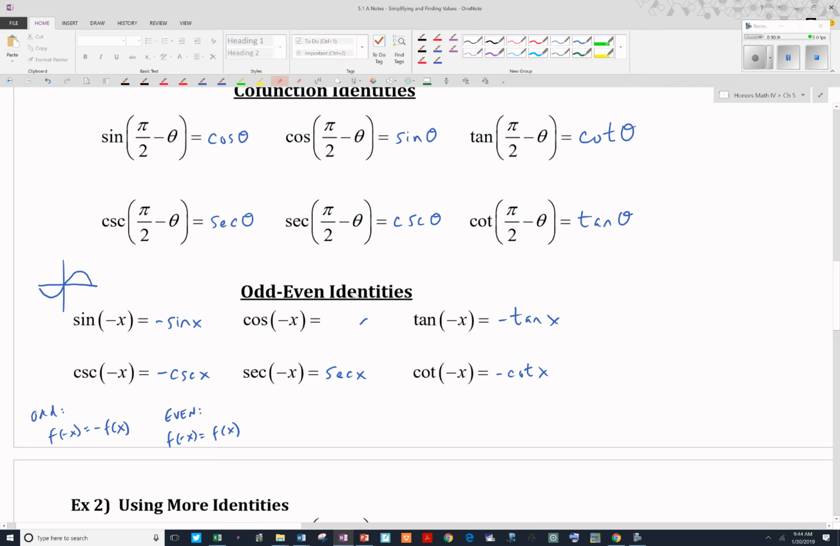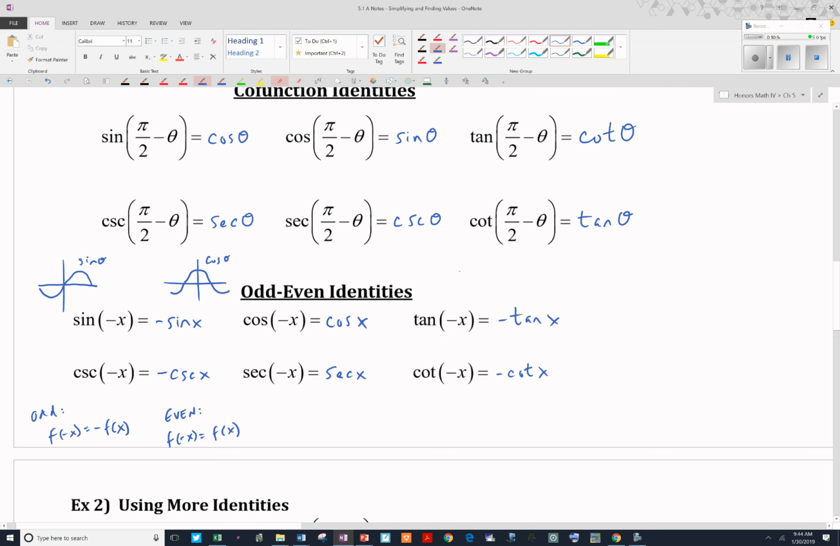Cosine is symmetric over the, let's just see if I can do this correctly here, a quick sketch. Cosine is symmetric over the y-axis. All right, so this is not a mistake. There should not be a negative right there. A cosine of negative x should equal cosine of x.